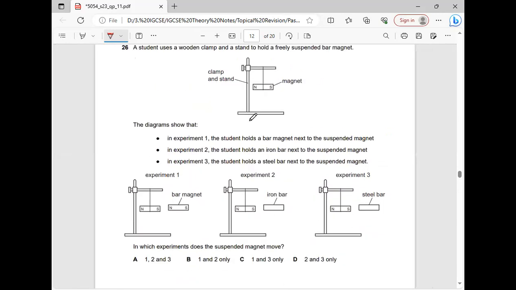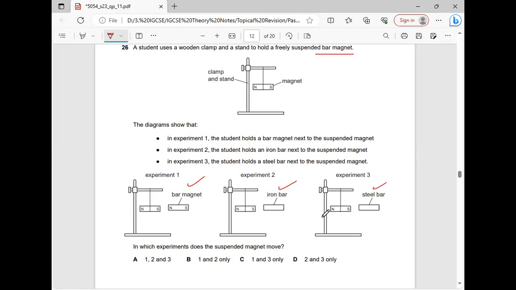A student uses a wooden clamp and stand to hold a freely suspended bar magnet. It is suspended at its natural position. The diagram shows that in experiment one, a bar magnet was there. In number two, the student holds an iron bar next to the suspended magnetic material. In experiment number three, the student holds a steel bar, magnetic material.